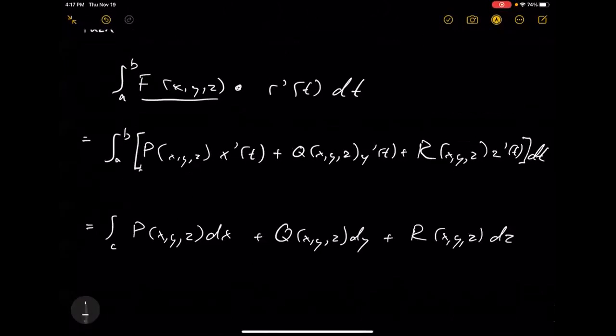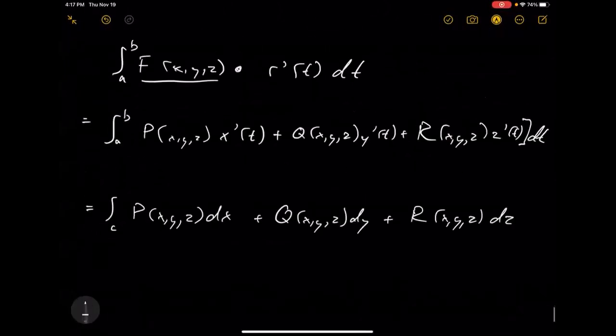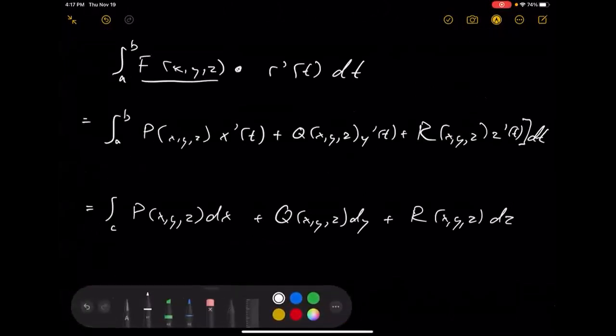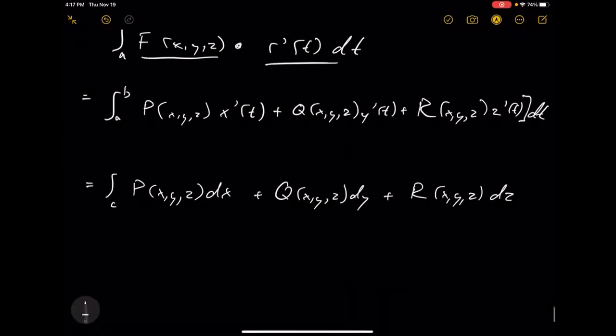And really, maybe it would be most clear, well, let's leave the x, y, and z like that for now. And then I take the dot product with r prime of t, right? And then just expand that dot product. And what do you get? You get P of x, y, z times x prime of t plus Q of x, y, z times y prime of t plus R of x, y, z times z prime of t. And then that's all multiplied by that differential dt, meaning we're integrating everything with respect to t.